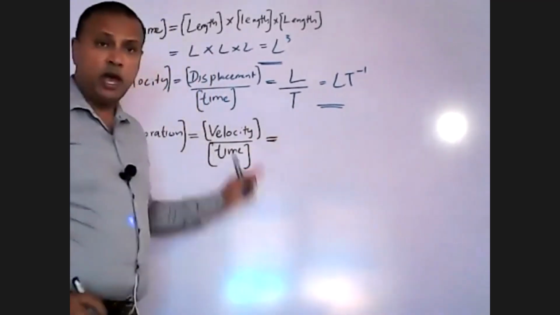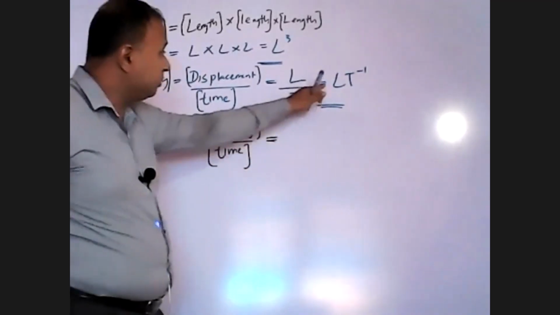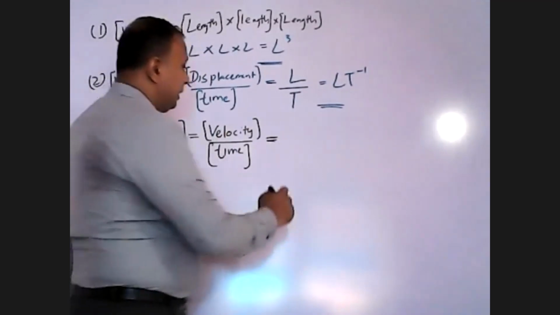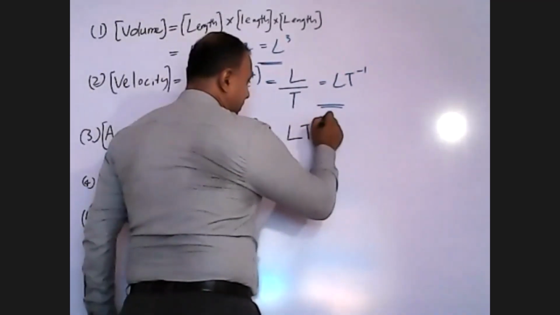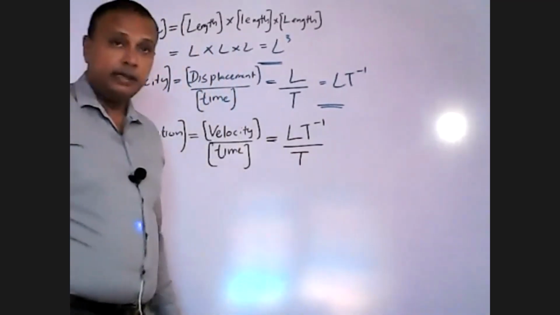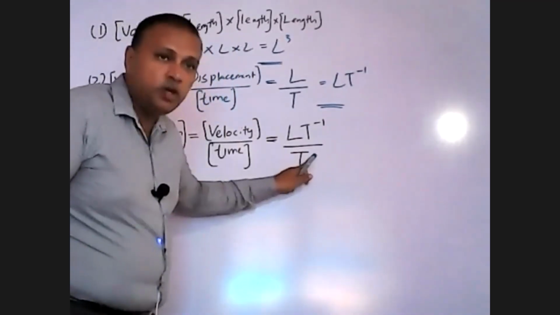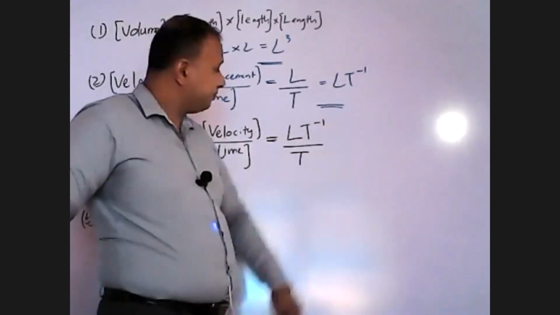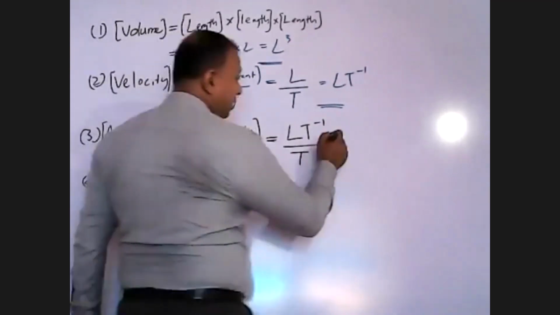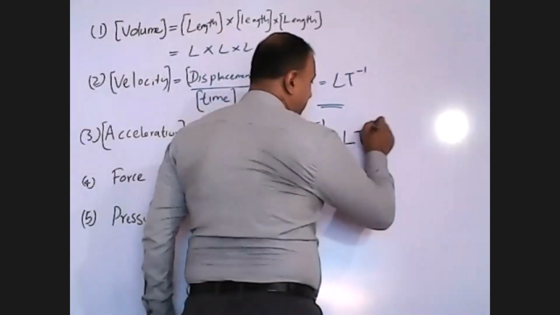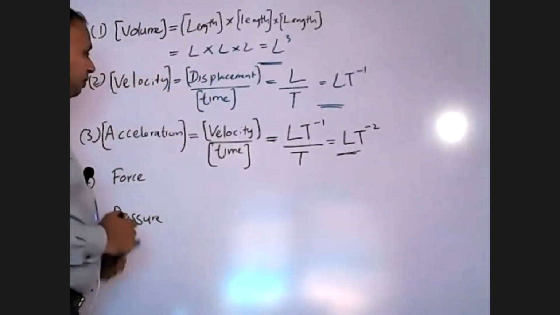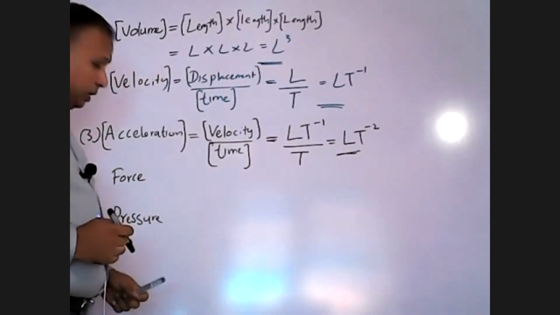You have determined the dimensions of velocity, that is equal to LT minus 1. You can apply that one. LT minus 1 over T. Then you have to bring this denominator to the numerator. Then it will become minus 1. That means LT minus 2. So the dimension of acceleration is equal to LT minus 2.